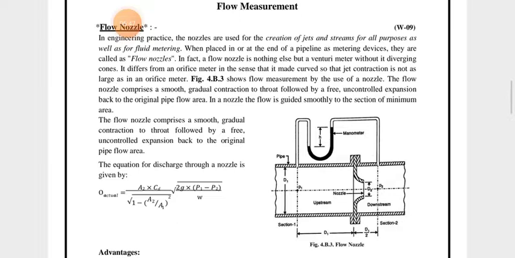Okay, and the equation for discharge through a nozzle is given by Q actual, that is discharge, equal to A2 into CD divided by square root of 1 minus A2 by A1, where CD is the coefficient of discharge and A2 is the area of the section 2.